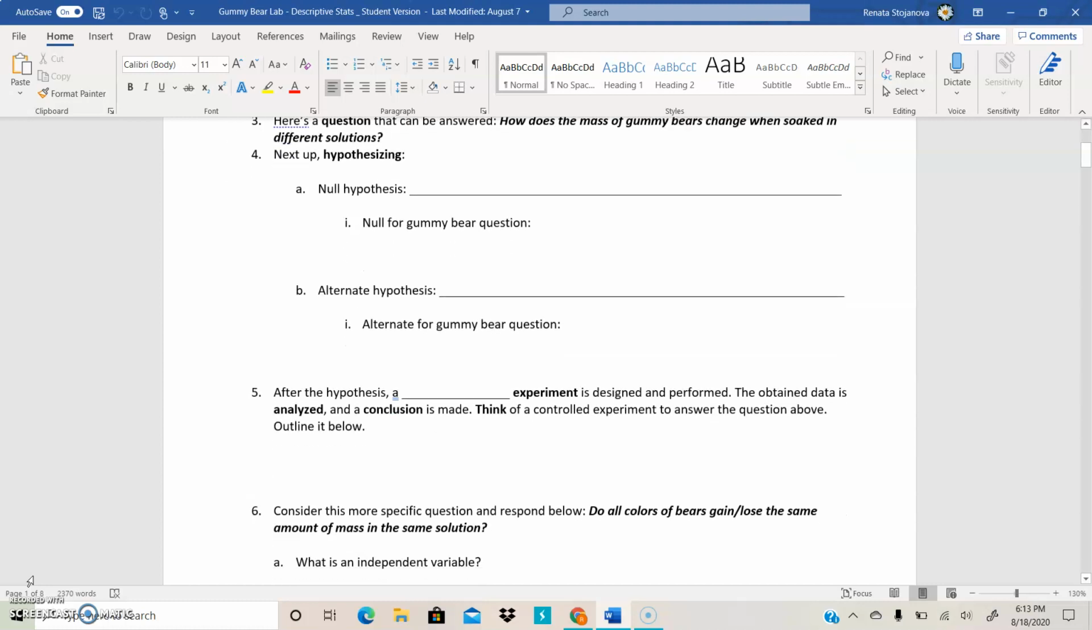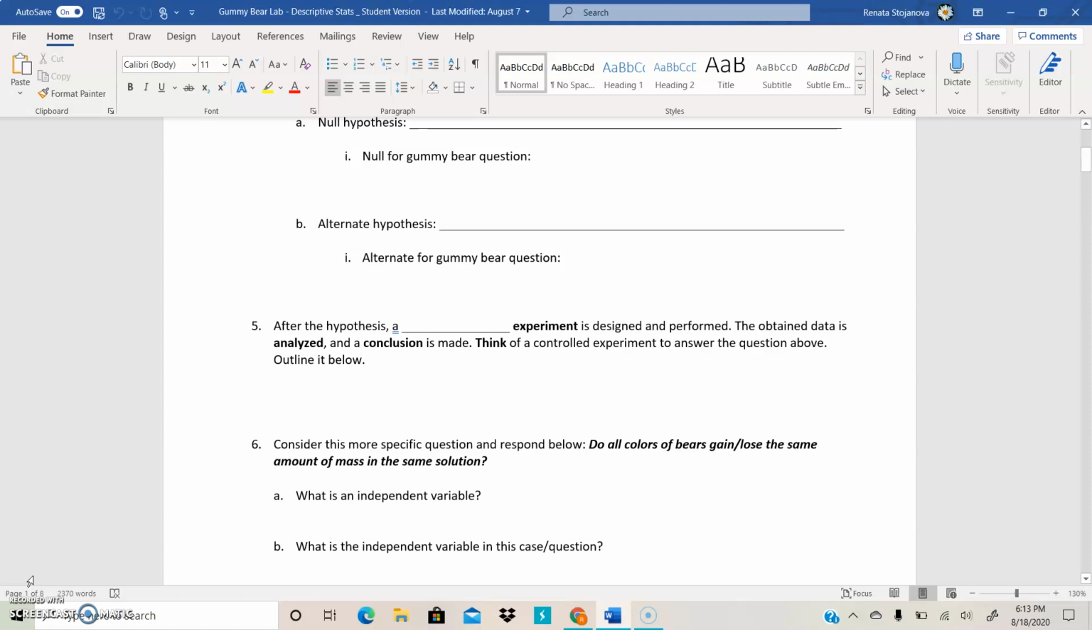Alrighty, moving on to 5. After hypothesizing, a blank experiment is designed and performed. And the keyword there is controlled experiment. Your experiment has to be controlled. That means you keep everything the same and constant except for that one variable that you are deciding to change and test. Okay? After you make your experiment, you will likely have some data. You will collect the data, analyze it, and try to make a conclusion.